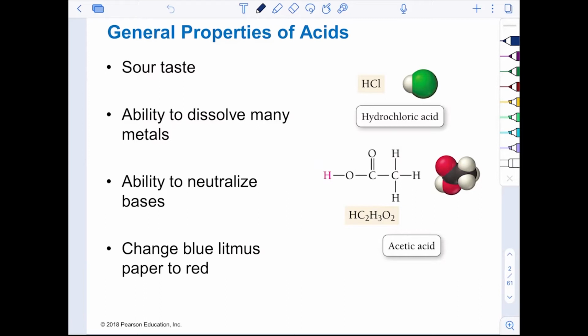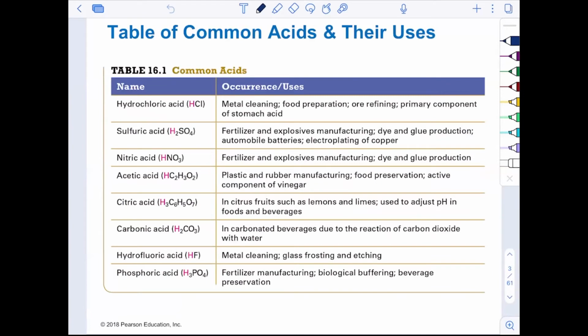The ability to dissolve many metals is one of our general properties as well, and the ability to react and neutralize bases. We also see that when we use blue litmus paper, we change it to red. So there is something about the pH scale that we will talk about later. Here are some common acids and their uses.